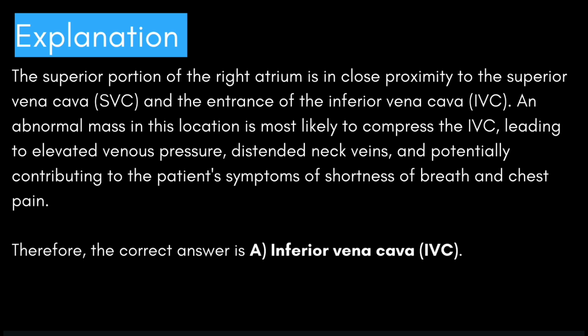The superior portion of the right atrium is in close proximity to the superior vena cava and the entrance of the inferior vena cava. An abnormal mass in this location is most likely to compress the inferior vena cava, leading to elevated venous pressure, distended neck veins, and potentially contributing to the patient's symptoms of shortness of breath and chest pain. Therefore, the correct answer here is A, inferior vena cava. Let's go ahead and see why the other answer choices are incorrect.